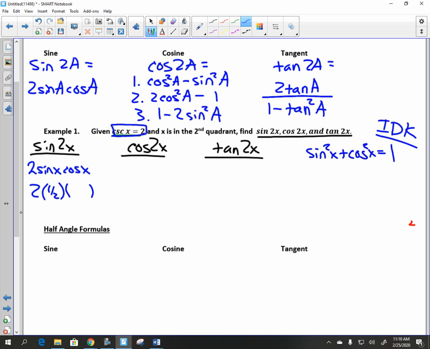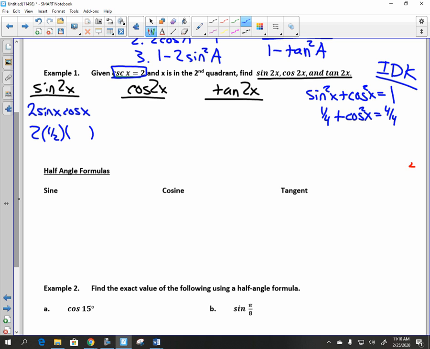Let's go to work. What is sine squared? If sine is a half, what's sine squared? A fourth plus cosine squared is equal to 4 over 4. Now what? Subtract, so I've got cosine squared is equal to 3 over 4. Square root. Cosine of x is equal to plus or minus the root of 3 over 2.